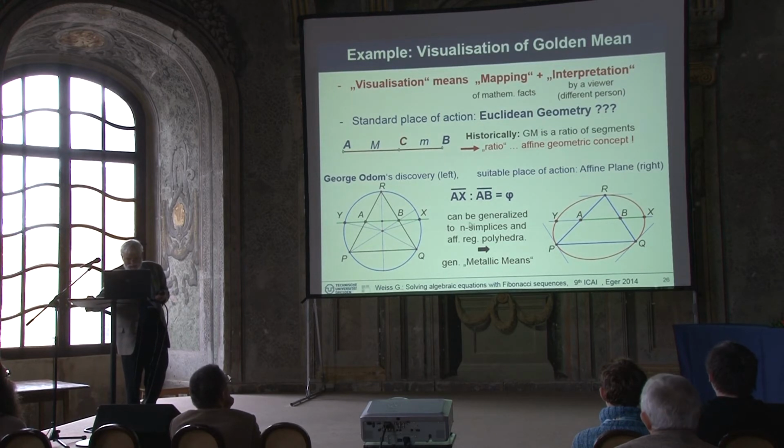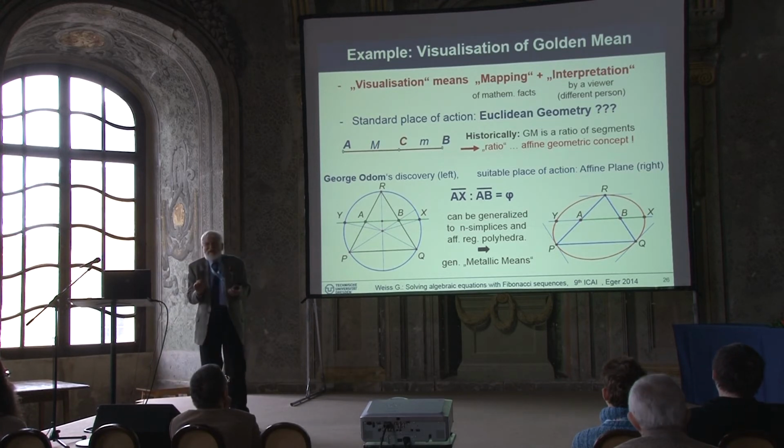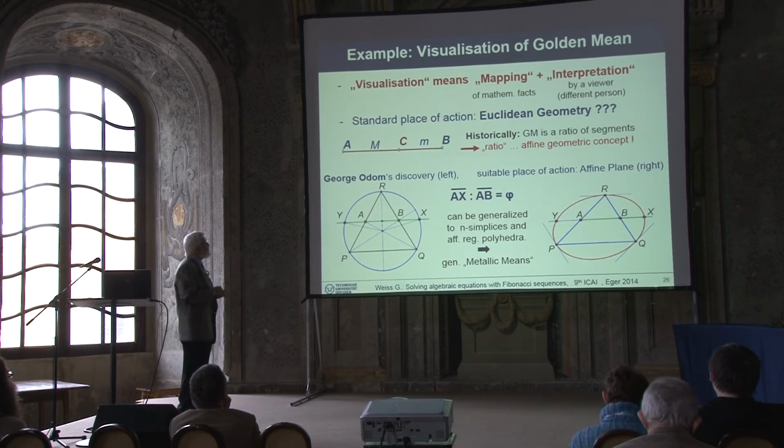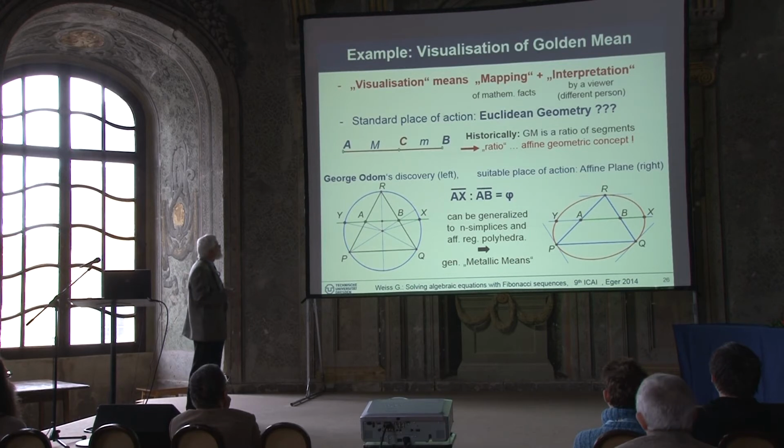Mapping. So we have segments, segments measured with Euclidean measurement. Historically, the golden mean is a ratio of segments. It's a one-dimensional thing.